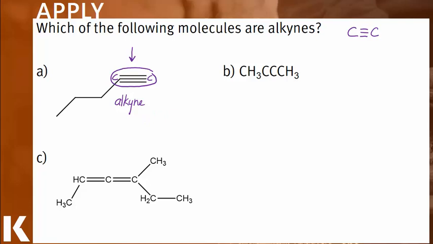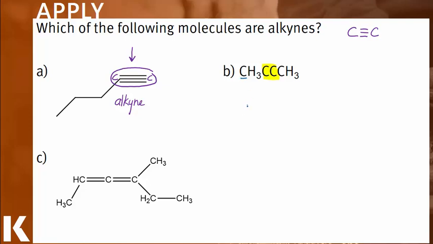Now, example B gives us a structural formula, and something that you may notice on first glance is that with these 2 central carbons, they do not have any attached hydrogens. And this is a really good indication, just at first glance, that we might have an alkyne. So let's draw out its Lewis structure to confirm.